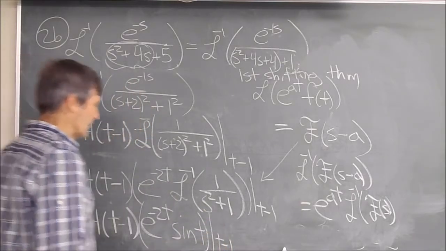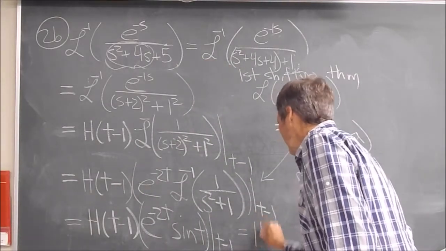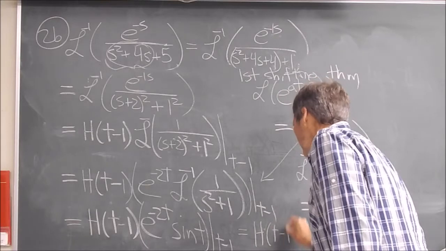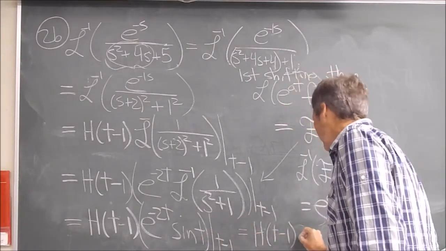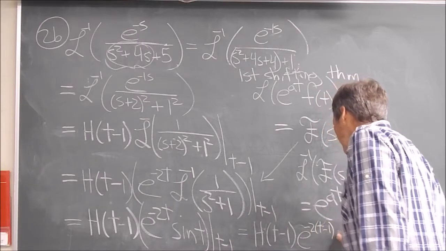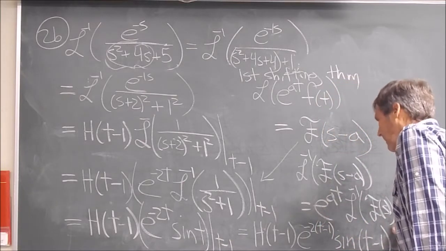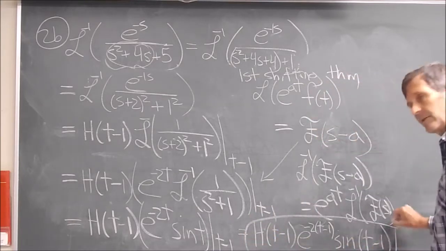So the final answer then is H(t minus 1) times all this with t replaced by t minus 1: e to the minus 2 times (t minus 1), sine of (t minus 1). There it is, the inverse transform.